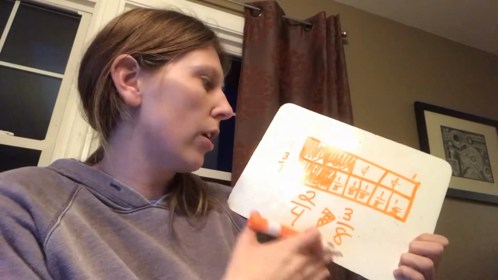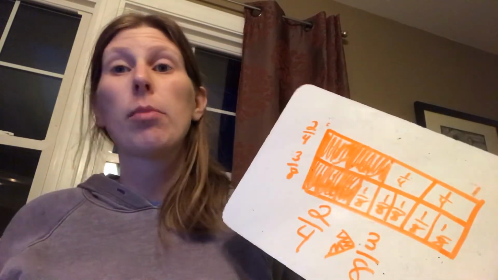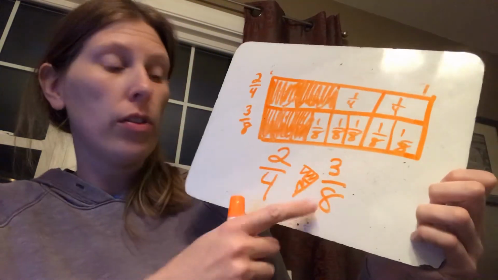So 2/4 is greater than 3/8, so I would rather have 2/4 of a candy bar than 3/8 of a candy bar. Even though the denominator is bigger, that does not mean you're getting more to eat. Remember, the larger the denominator, the smaller your pieces are actually becoming.